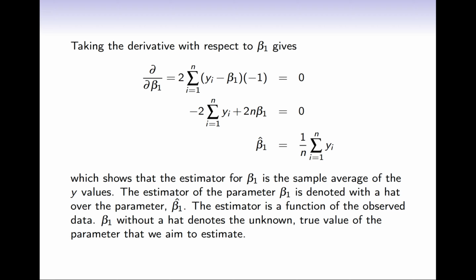We distinguish a true parameter from the estimated parameter by putting a hat over it. The true parameter is unknown, and the estimated parameter is what we're trying to form to get a good guess about what the true parameter is.